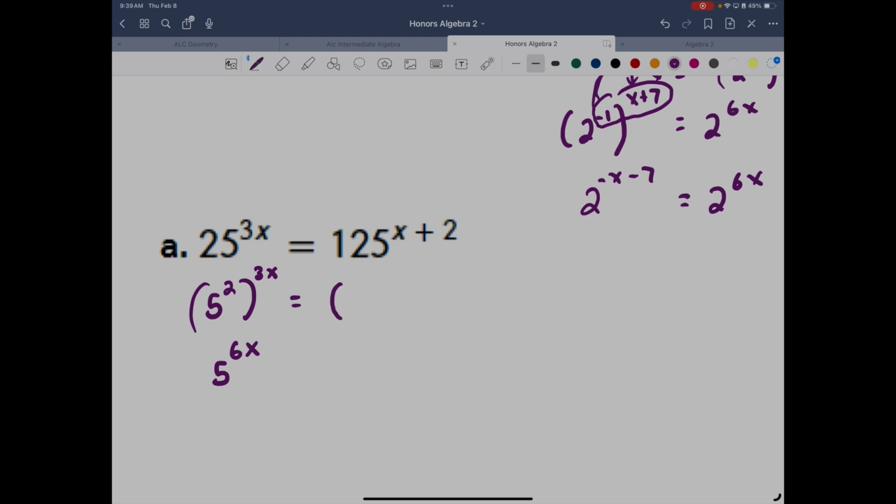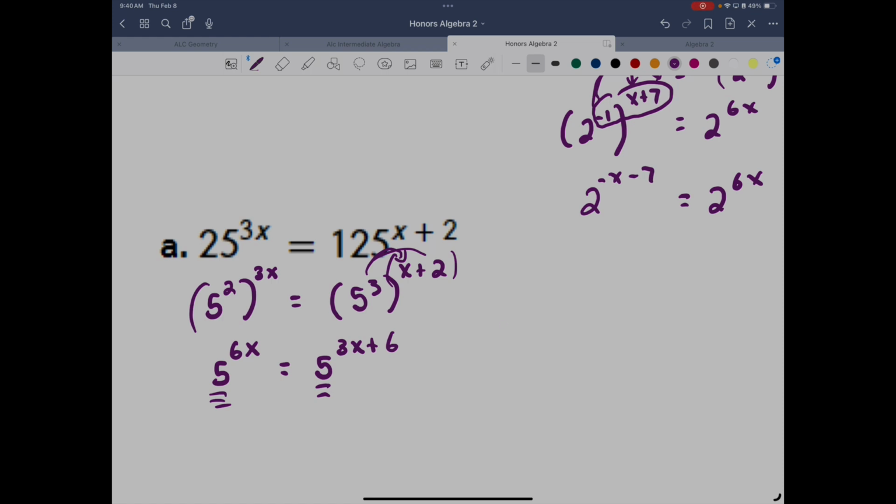125 is 5 to what power? To the third. 5 to the third is 125. So this is going to be 5 to the 3x plus 6. Because remember, now you're distributing. The 3 times the x is 3x. You get 6. Now they have a common base.